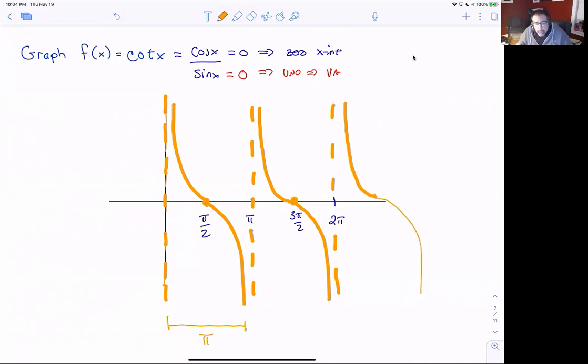You only need to draw 1 or 2 cycles of the period. On the homework, you just follow the directions. It's going to be very clear about how many you need to draw. But this is what the cotangent is going to look like. So again, everything goes back to using sine and cosine.